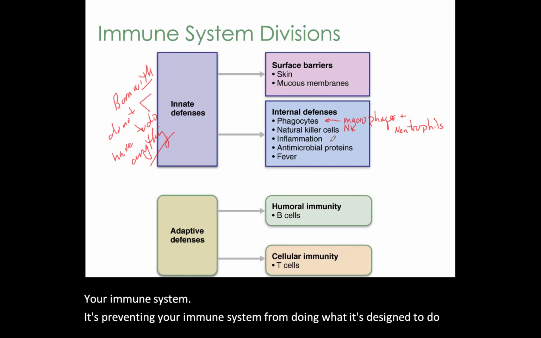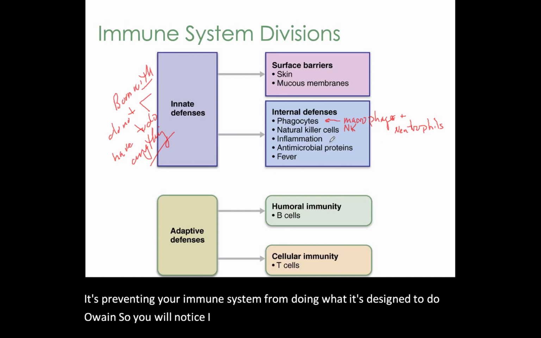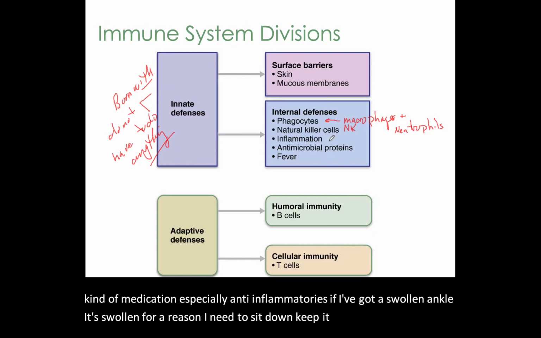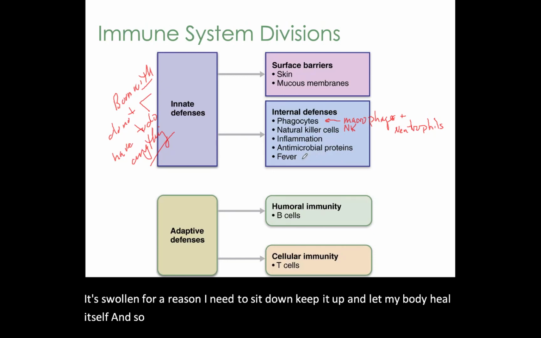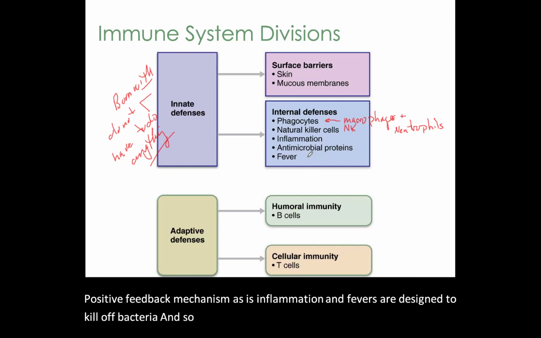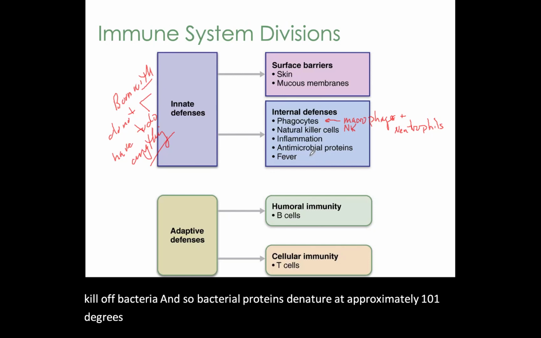And so you will notice, and I'll say this numerous times, I very rarely take any kind of medication, especially anti-inflammatories. If I've got a swollen ankle, it's swollen for a reason. I need to sit down, keep it up, and let my body heal itself. And so there's reasons for that. Same thing with a fever. Fever is a positive feedback mechanism, as is inflammation. And fevers are designed to kill off bacteria. Bacterial proteins denature at approximately 101 degrees Fahrenheit, whereas human proteins denature at about 105.6 degrees Fahrenheit.